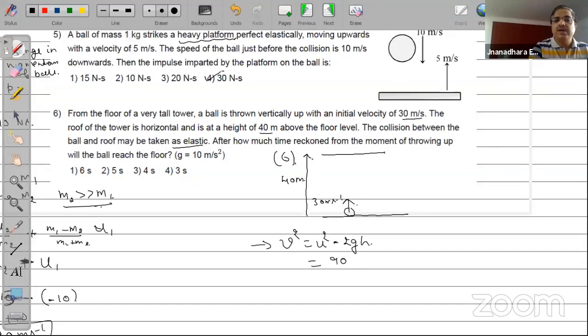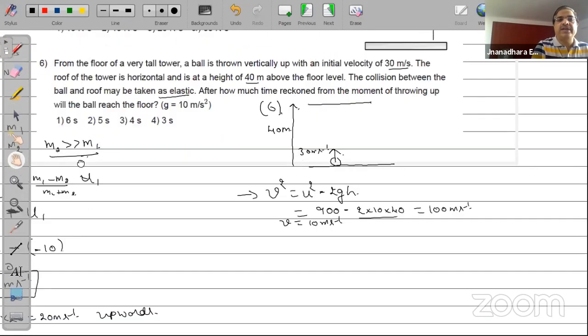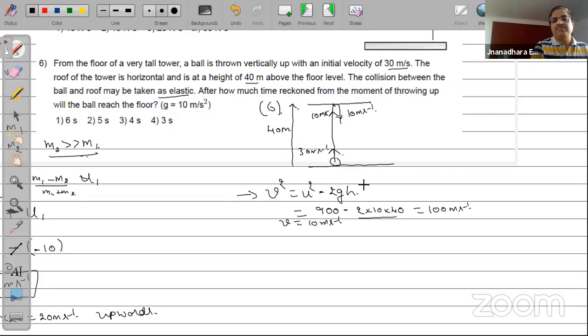So this becomes 900 minus 2 into 10 into 40. That becomes 800 together. Minus 900 will give me 100 meters per second. So what is the velocity therefore equal to? 10 meters per second. So I get the velocity with which it's going to hit this will be 10 meters per second. Now it will rebound back. It will rebound back with same velocity, 10 meters per second.